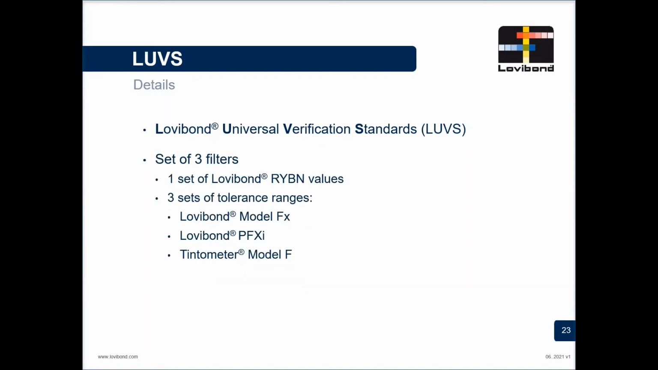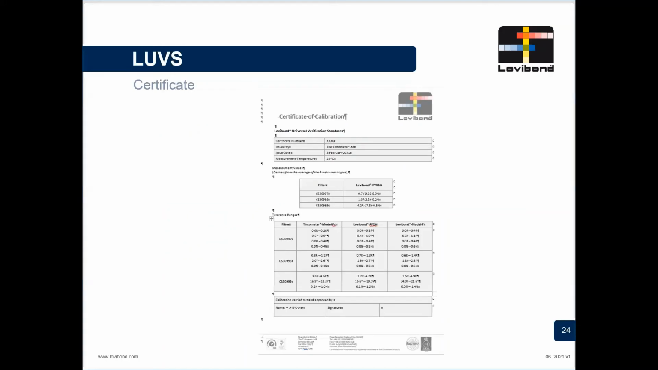So as I was talking about before the poll, the tolerances on our different measurements. So this set of filters comes with a certificate. We have some information at the top of the certificate that tells us when the measurements were made, what the temperature was, so the environmental information. And then we have the actual values, this one set of values, and then we have the tolerances underneath that for the different instrument types. And those tolerance ranges would be specific for that particular set of filters.